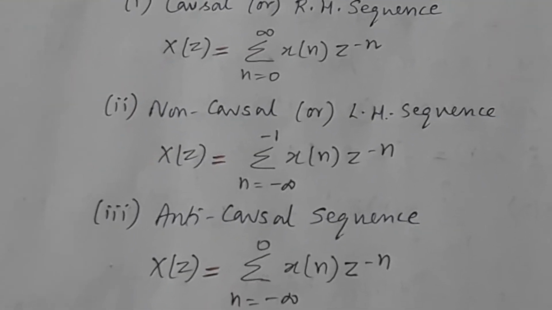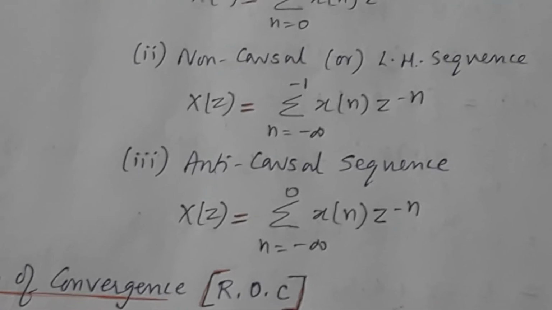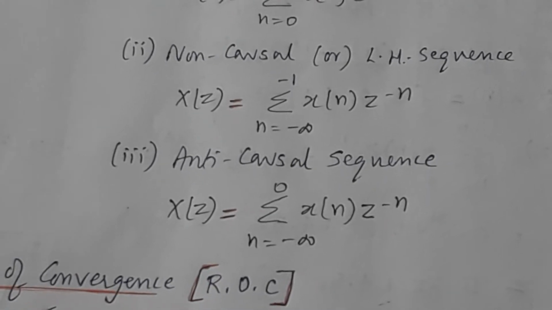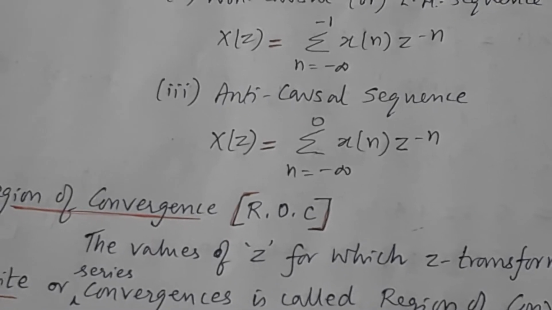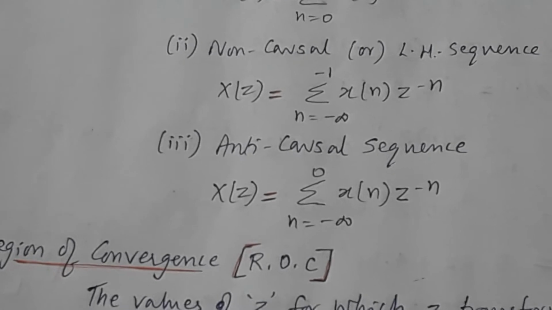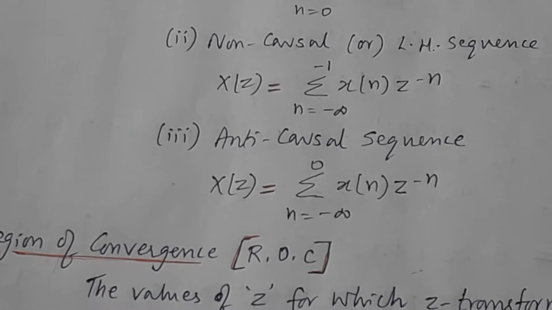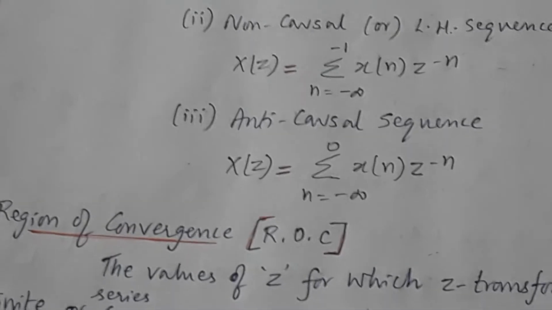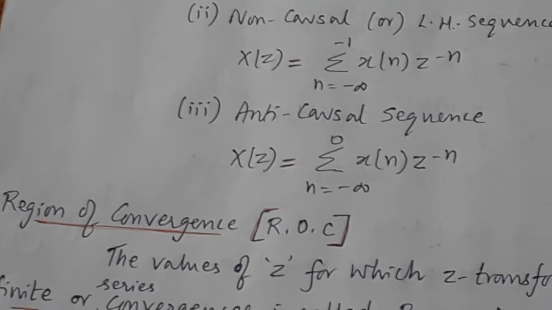For non-causal or left hand sequence the limit is minus infinity to minus 1. The definition remains the same. Anti-causal is sigma n equal to minus infinity to 0 x of n z power minus n. The only difference between non-causal and anti-causal is that for non-causal it is from minus infinity to minus 1, whereas this is from minus infinity to 0, only a slight difference.